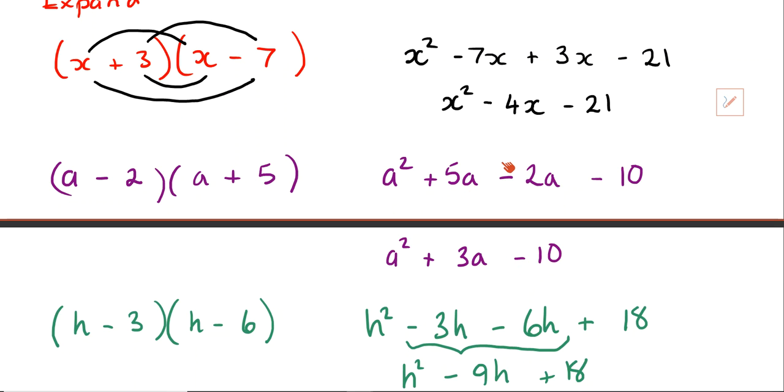Any connections made there? So if I've got a positive and a negative, it looks like the final term is always going to be negative, because a positive multiplied by a negative is negative. Now, what pattern can you notice about this one being negative, but this one being positive? Any statement that you can make?